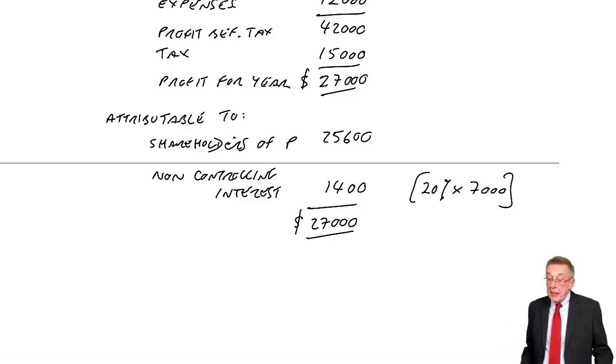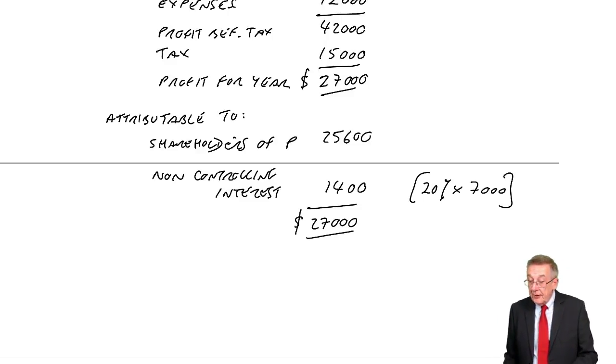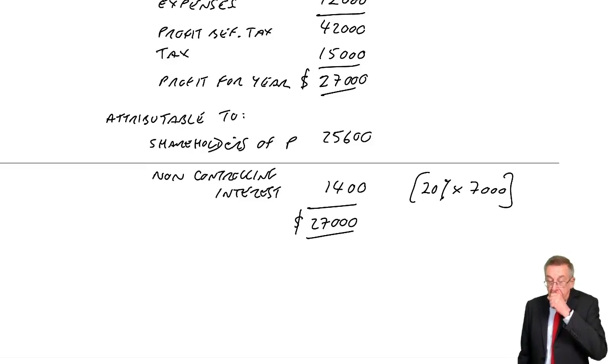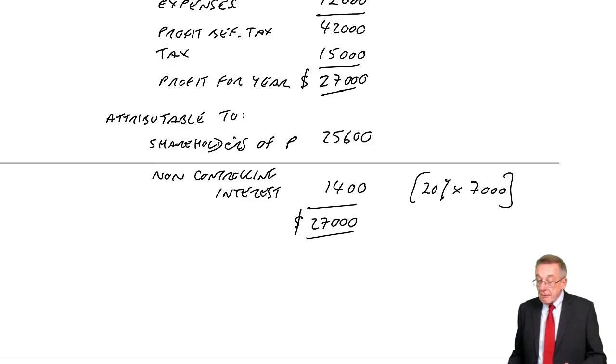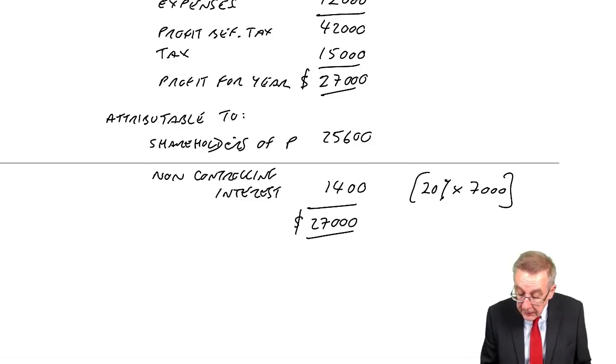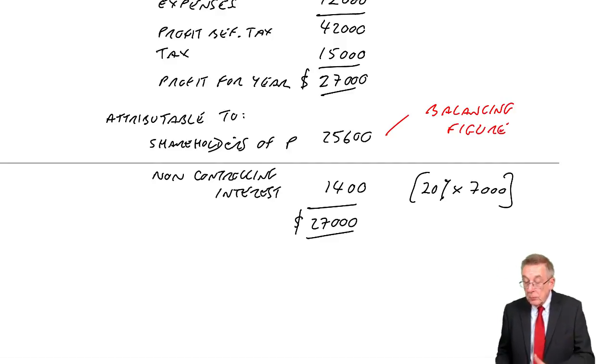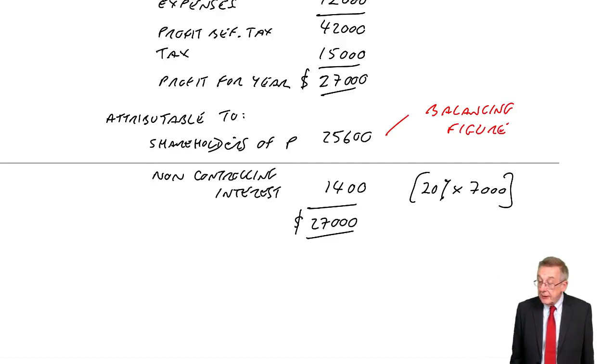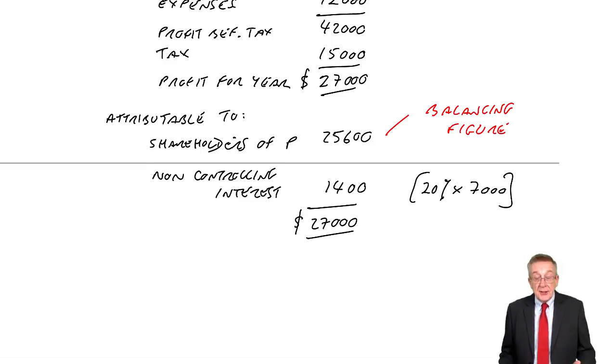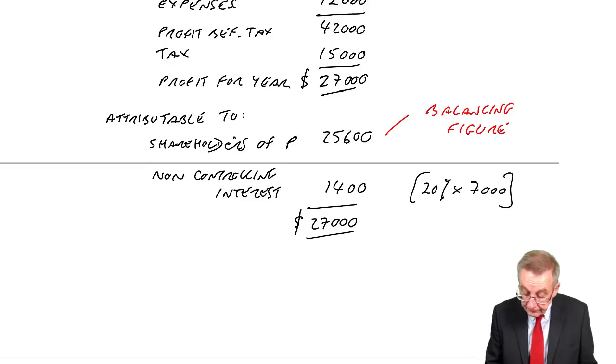Now, you can work that out separately. I mean, it's obviously P's profit plus their share of S's. However, the way we do it always is that's effectively just a balancing figure. Total profit for this year is 27. 1,400 of it belongs to the non-controlling interest. The rest of it is attributable to the group.